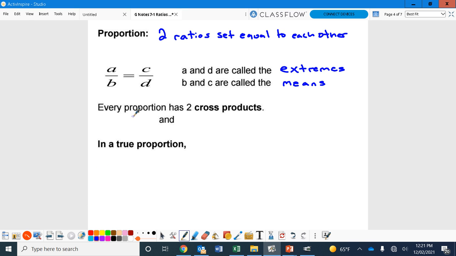Every proportion is going to have two cross products. If you multiplied it across, you would get two cross products. Those cross products are the extremes, meaning A times D, and the means, which is B times C. The extremes and the means. When you cross multiply them, you're going to get those.